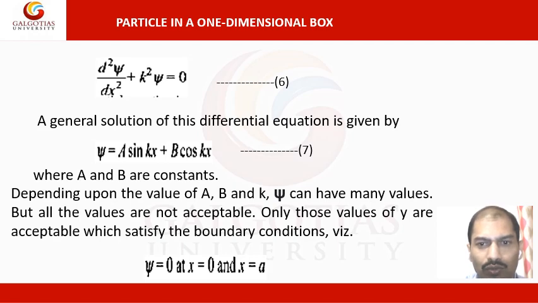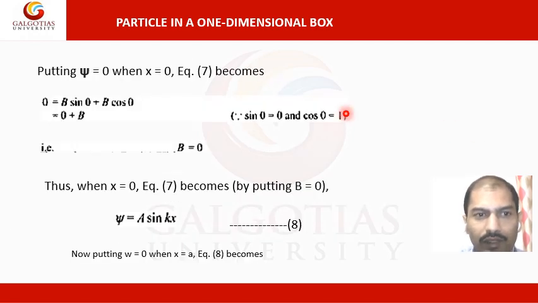So now coming to the other boundary condition, we can further simplify. Putting psi equal to 0 when x will be 0, equation 7 takes another form: 0 equal to b sin 0 plus b cos 0. You know sin 0 equal to 0 and cos 0 equal to 1. So the final form, once x is 0, equation 7 becomes psi equal to a sin kx.